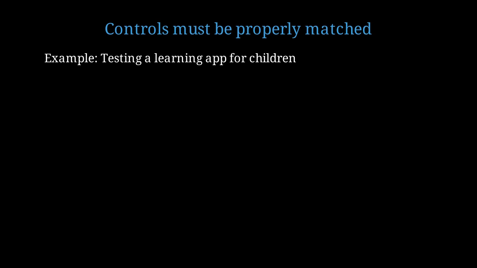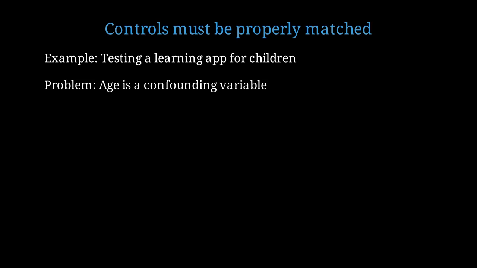Another critical point is that controls must be properly matched to your experimental group. They should be identical except for the independent variable. Let's say you're testing whether a learning app improves math scores for children. You give the app to 5th graders and compare their scores to 3rd graders who don't use the app. This is terrible experimental design. 5th graders naturally perform better than 3rd graders regardless of the app.